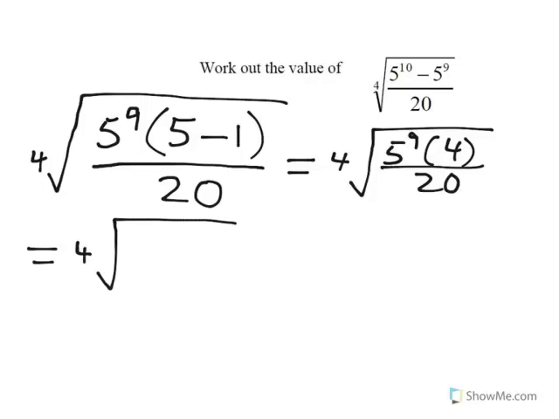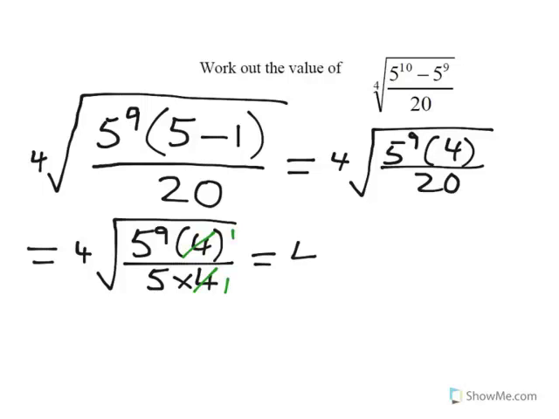Well, we change the 20 and replace it by 5 times 4. Can you see what's going to cancel out? Well, the 4 at the top and the 4 at the bottom will cancel each other out. So we're left with the fourth root of 5 to the 9, and I'd like to write the 5 as 5 to the 1.